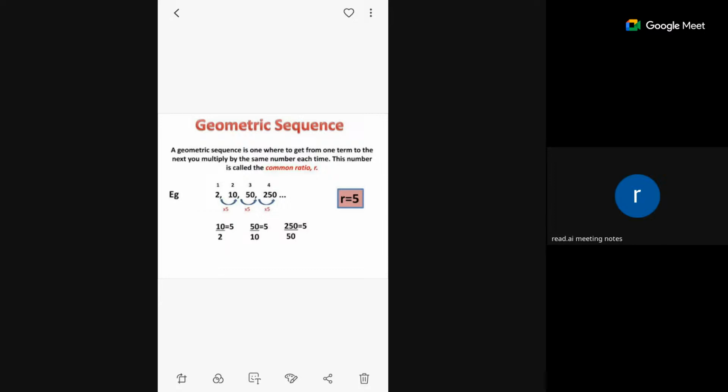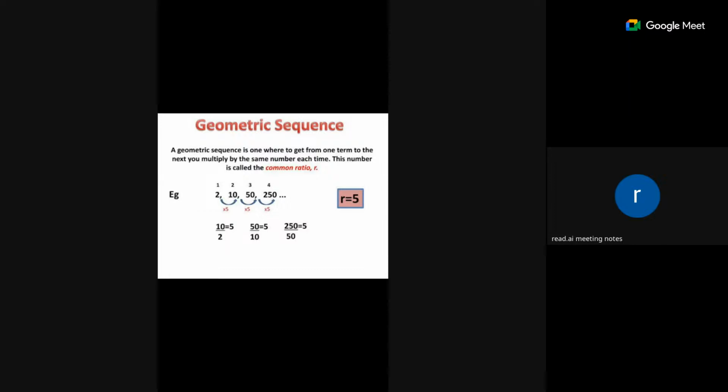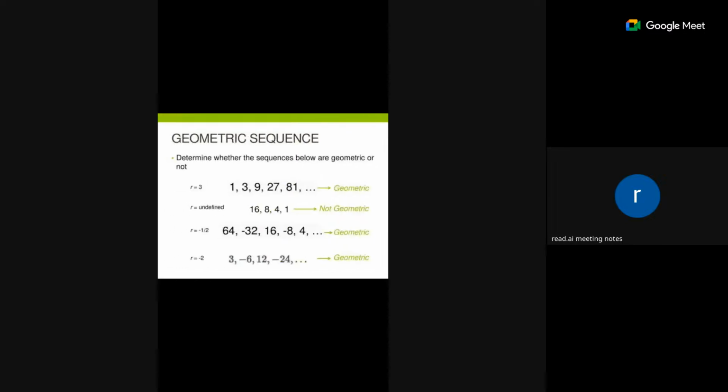Then we are still talking about the geometric sequence. A geometric sequence is one where to get from one term to the next, you multiply by the same number each time. The number is called the common ratio, just like what we explained, that our common ratio must be constant. You can see the common ratio here is r, and from the first to the fourth terms, they increase by 5, so by multiplying by 5.